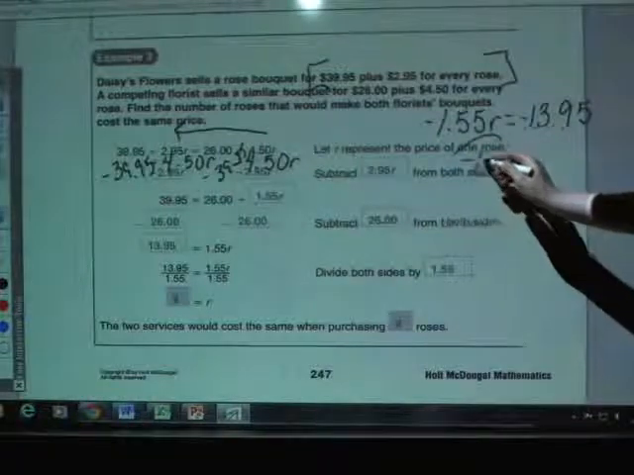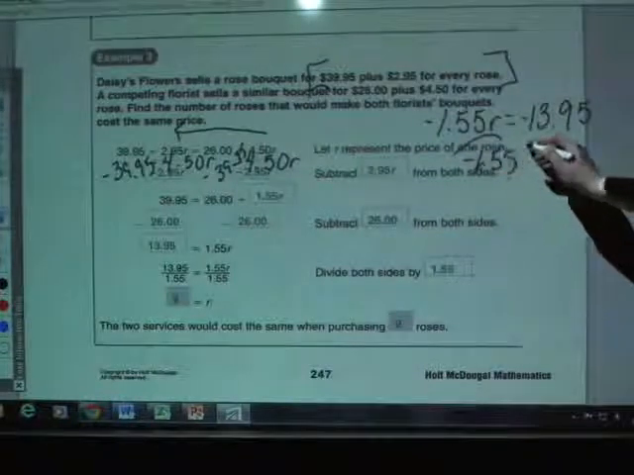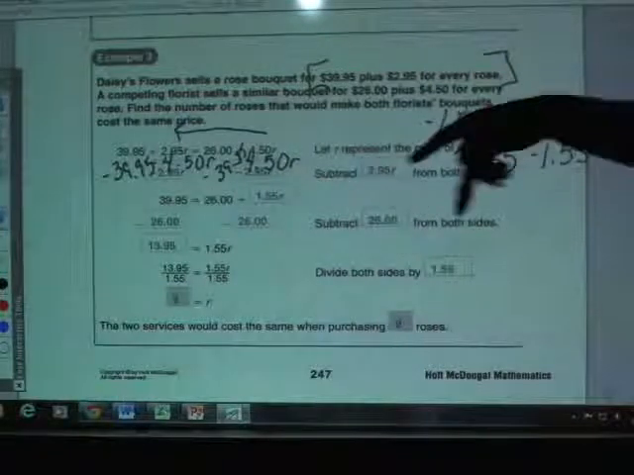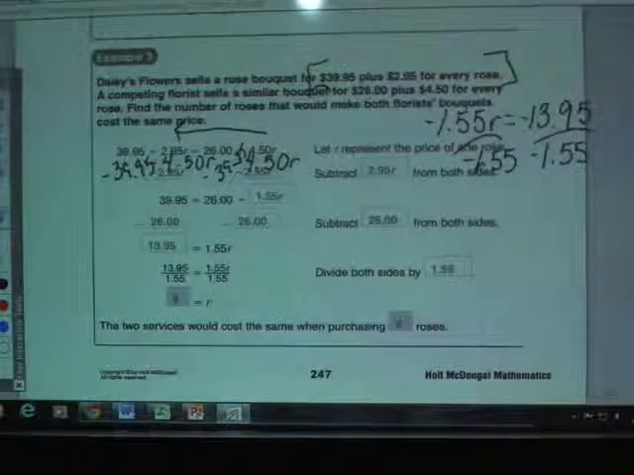We're going to divide both sides by the negative 1.55 here. And when I do that, I end up finding that R is 9. So when I buy 9 roses from either Daisy's or the competition, I end up paying the exact same price for those 2 bouquets.